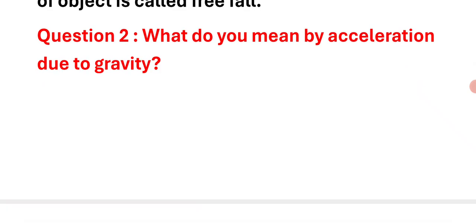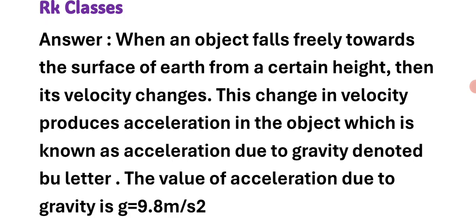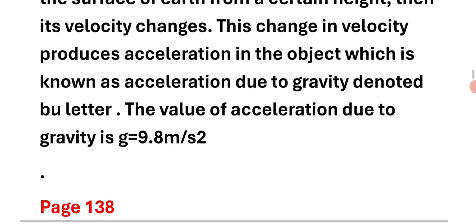Question number 2. What do you mean by acceleration due to gravity? Right answer. When an object falls freely towards the surface of the earth from a certain height, its velocity changes. This change in velocity produces acceleration in the object, which is known as acceleration due to gravity, denoted by the letter g. The value of acceleration due to gravity is g is equal to 9.8 meter per second square.